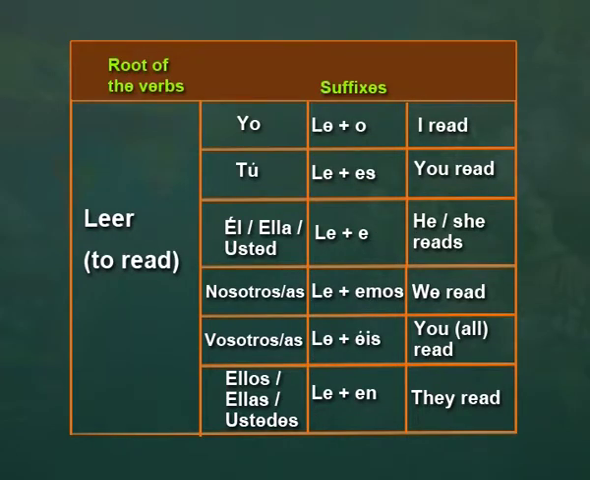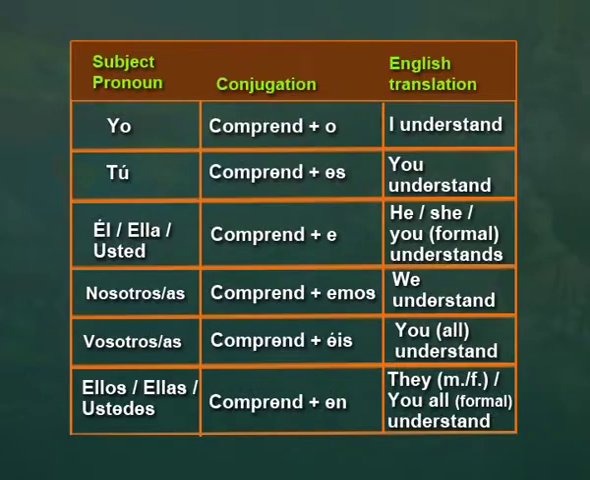Next verb is leer, to read. This verb has the stem le, L-E. We add the suffix to it: yo leo, I read. Tú lees, you read. Él, ella, usted lee, he reads, she reads, or you read. Nosotros, nosotras leemos, we read. Vosotros, vosotras leéis, you all read. Ellos leen, ellas leen, ustedes leen, they read. All the regular ER ending verbs follow the same pattern, so another verb like comprender will be conjugated in the same way.